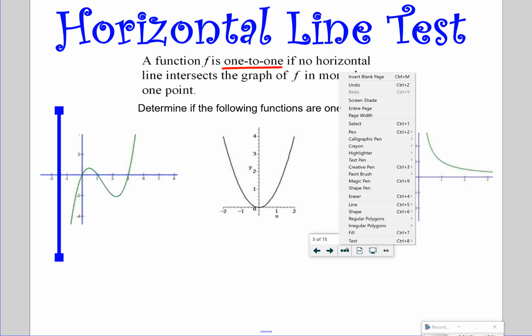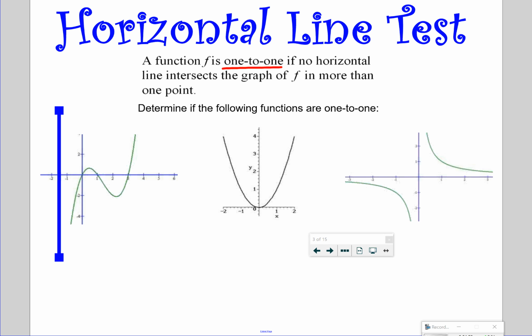First I want to check that they're functions, because remember, it has to be a function to be a one-to-one function. So I'm going to do the vertical line test. The vertical line test is I drag this vertical line across my graph and it only touches one point at a time. It looks like graph number 1 passes our test, so it is a function.